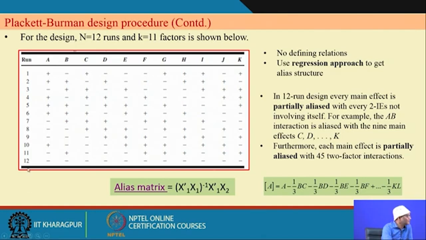Then the last one, the 12th one, you see all are negative, that means all at low level. Now if you see every column of the factors A to K, there are equal numbers of plus and minus, that means 6 plus and 6 minus in every column. Now, if you take the dot product of every column, what will happen? Dot product of any two columns, you will get 0. So, plus means plus 1, minus means minus 1, that is the orthogonality.